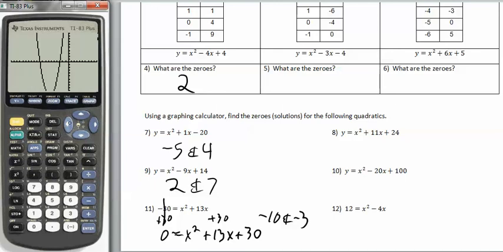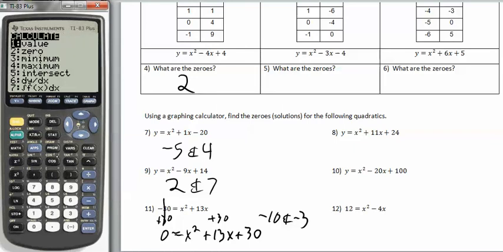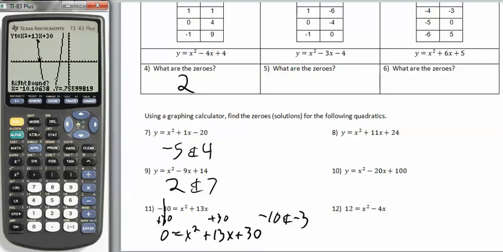So we go back to our graph, and now we can find our zeros. Calculate 0, so negative 11 or 12. And the right bound, how about negative 5? Just anything in between there. And it gives us negative 10. Go back into calculate. We have to do it again for the other one. So negative 5 would be to the left. 0 would be to the right.